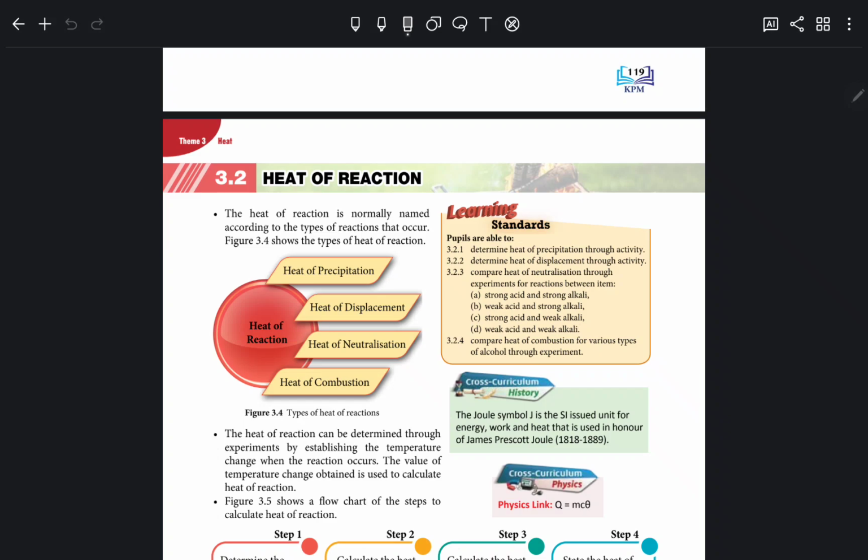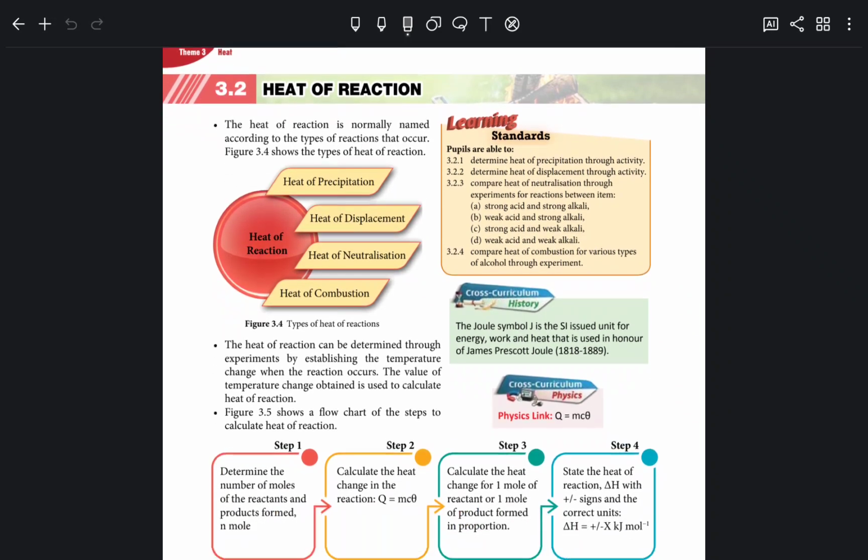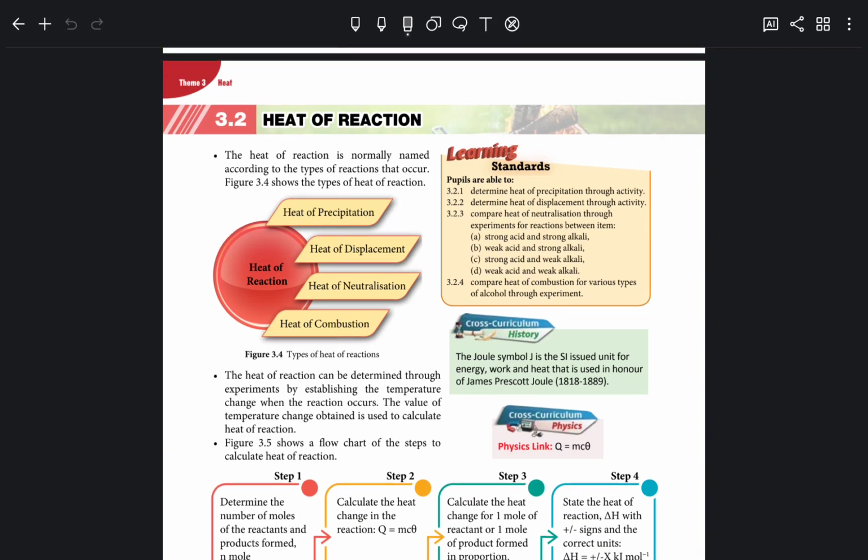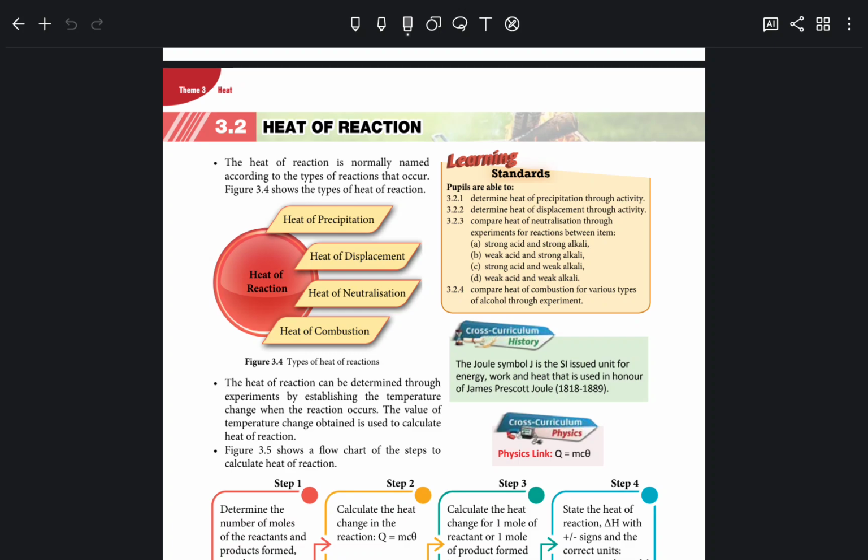So untuk hari ni saya nak sambung dengan chapter 3, subtopic 3.2, heat of reaction. Okay, so for this subtopic saya rasa lebih kurang you akan ada dalam 8 video for only this subtopic sebab dia ada banyak learning standards that I have to cover up untuk you ni. Nampak tak this whole thing ni? Okay, I have to cover up lah. Okay. So tu benda pertama lah.